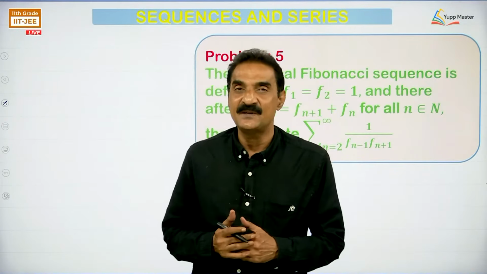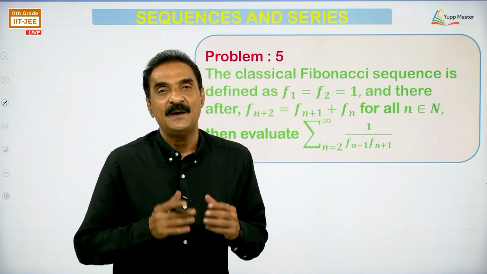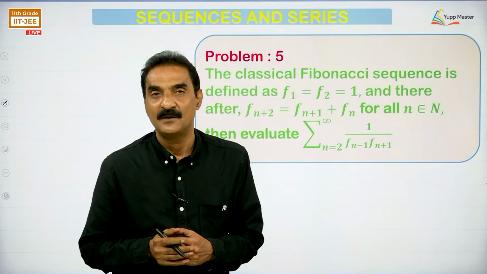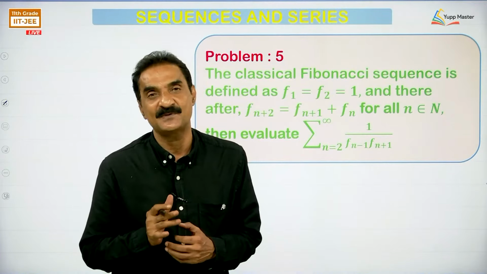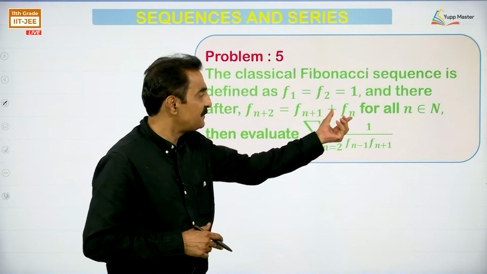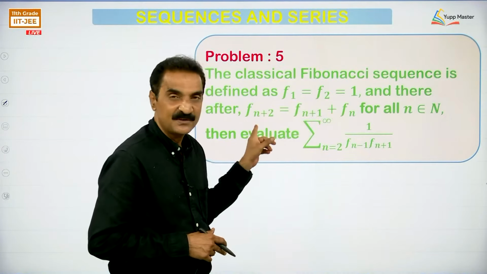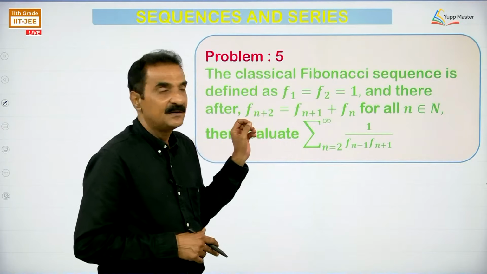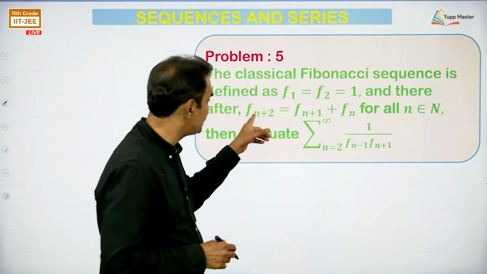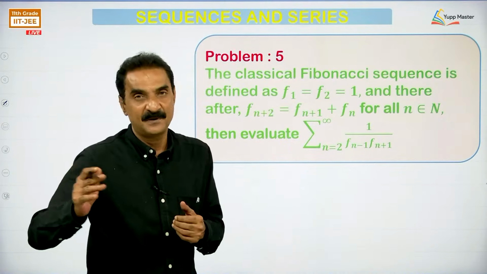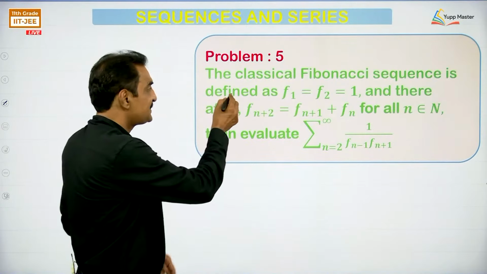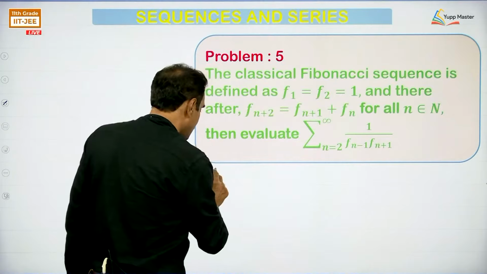A Fibonacci sequence is a sequence in which every term is the sum of the previous two terms, the sum of the preceding two terms. So the (n+2)th term is the (n+1)th term plus the nth term. These two are the preceding terms. Here, the first term and second term are given. Because of this relation, we can write the Fibonacci sequence only when two terms are given. So, the first term and second term are equal to 1.